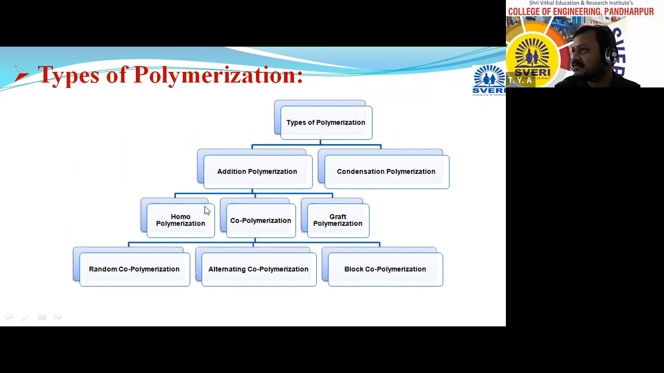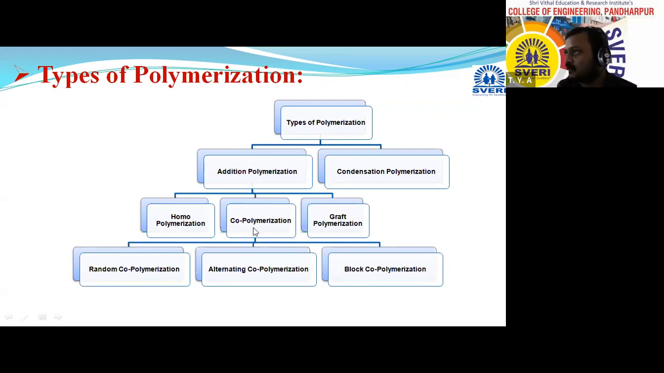And what is the meaning of homo polymerization? Homo polymerization means the same monomer group, a single monomer will be there, and it is joined. The same examples you can use: from ethylene, polyethylene is formed, or from vinyl chloride, polyvinyl chloride is formed. That is your homo polymerization. Means the same monomer will be joined.